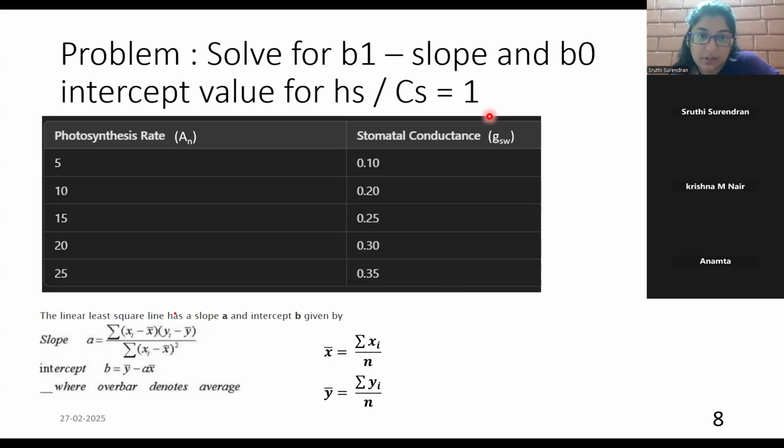First, enter these values into an Excel sheet, one for the x-axis, one for the y-axis. You know which is the y-axis and which is the x-axis. Then find the mean of all those values: the mean of the photosynthetic rate and the mean of the stomatal conductance. After that, for each point, find x minus x bar and y minus y bar. Multiply them and find the sum. When you're done, just drop in a message and I'll give you the solution.